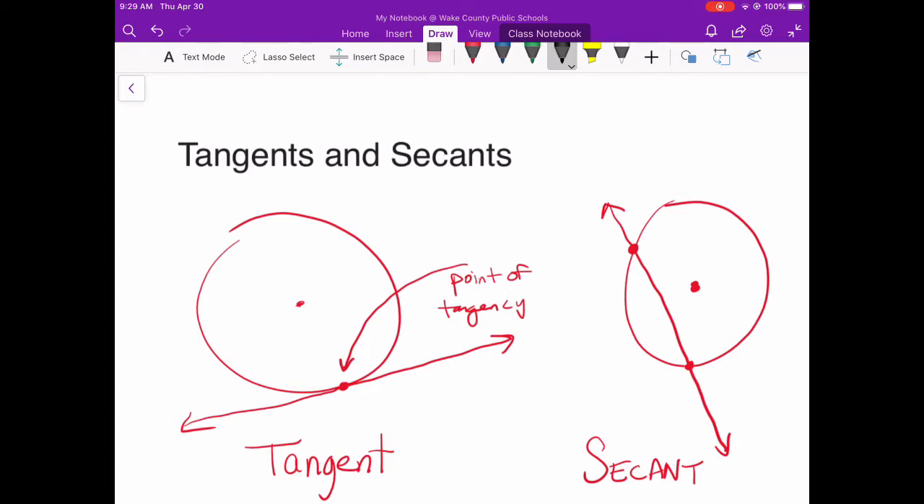Now that's different from a secant. A secant is a line that touches a circle twice. So it has the ability to go through the circle. You can see that there are 2 points on the circle there. It goes in and comes back out. It touches a circle twice. A secant touches a circle twice. All right, so we're going to talk about how tangents and secants relate to the circle and their arcs and some angles that can get created.